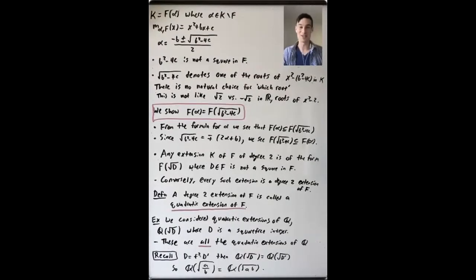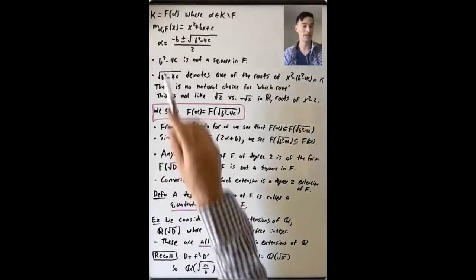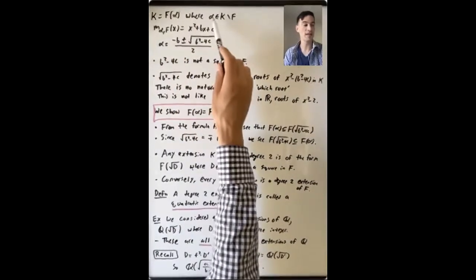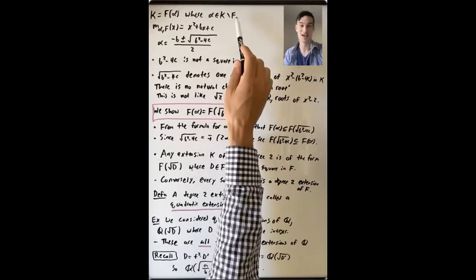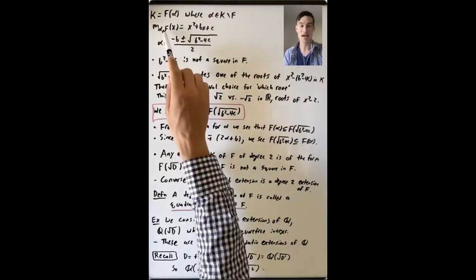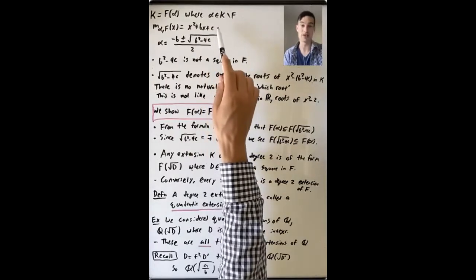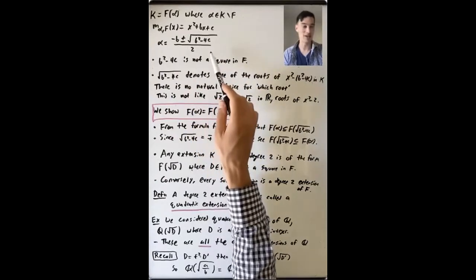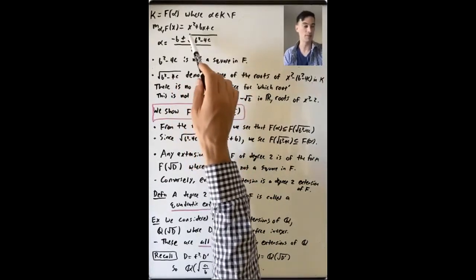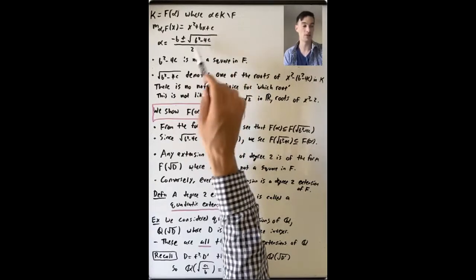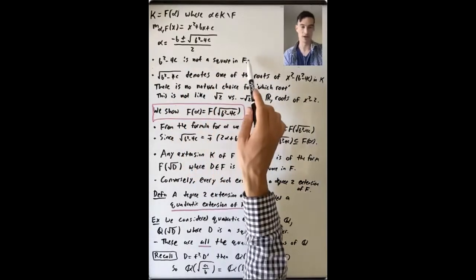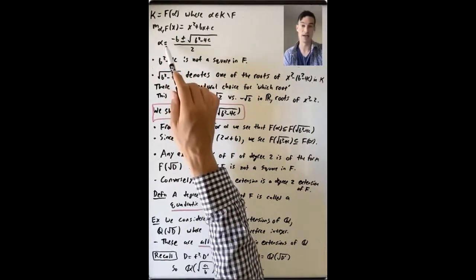Let's continue our discussion of this degree 2 extension k of F. So we know that k equals F adjoint alpha, where alpha is some element of k that's not in F. Alpha has to satisfy some minimal polynomial of degree 2 with coefficients in F, x squared plus bx plus c. And the quadratic formula tells us that alpha is equal to negative b plus or minus the square root of b squared minus 4c over 2. So we just discussed the fact that b squared minus 4c is not a square in F because we know alpha is not in F.